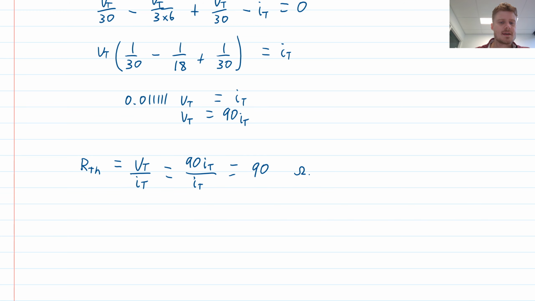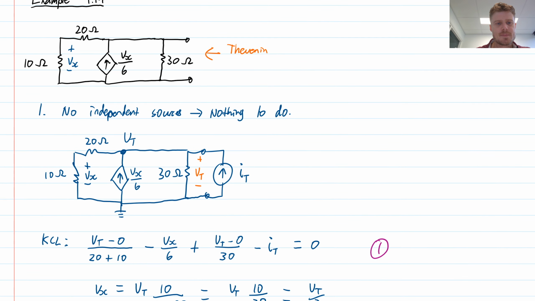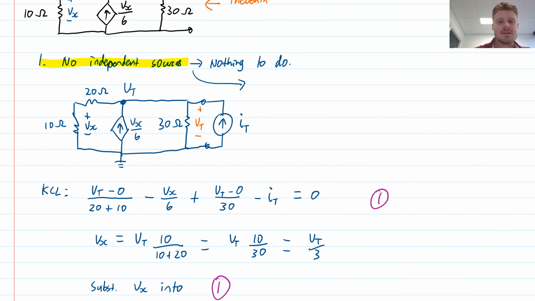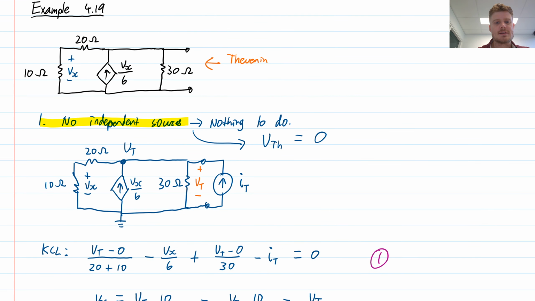So another thing that I can determine from looking at this circuit, because there were no independent sources here, is that we can immediately determine that the Thevenin voltage must be 0. So no independent sources means nothing to do as far as deactivating, but it also means that the Thevenin voltage is equal to 0. So you could have analyzed this as open circuit, done some nodal analysis on this top circuit, and you could have seen that there will be basically 0 volts here.